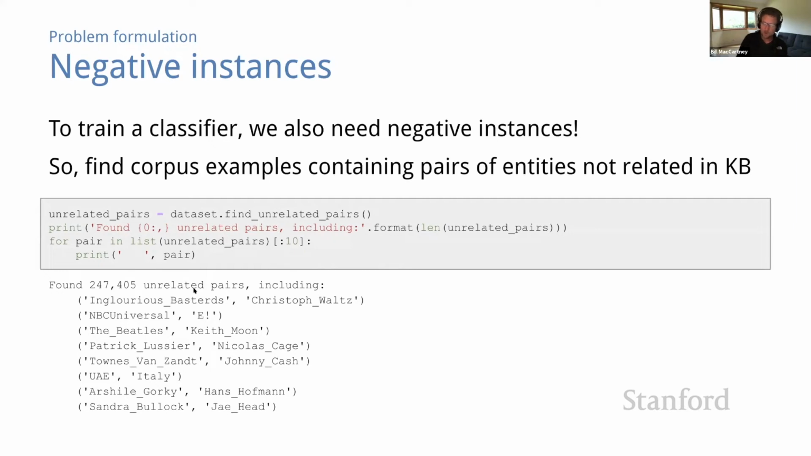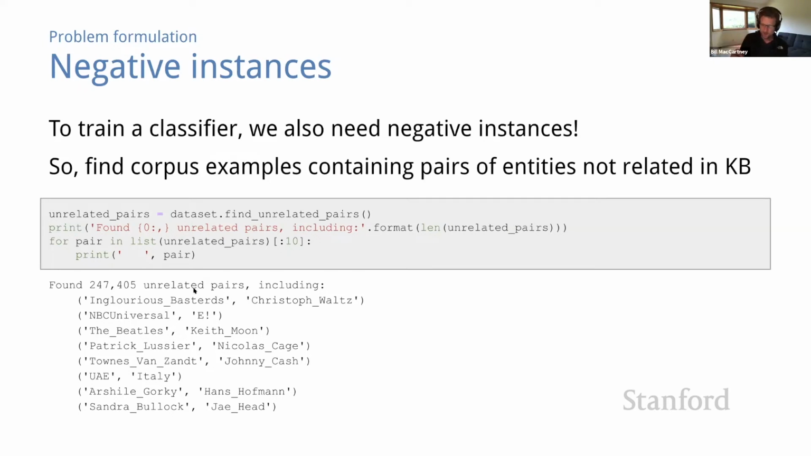And that's way more than the number of positive instances. If you remember, the KB has 46,000 triples. Each of those is basically a positive instance. It's something that we know is definitely a positive example of the relation. Here we have 250,000 negative examples. It's so many more that when we train models, we'll wind up downsampling the negative instances substantially so that we have a somewhat more balanced distribution.